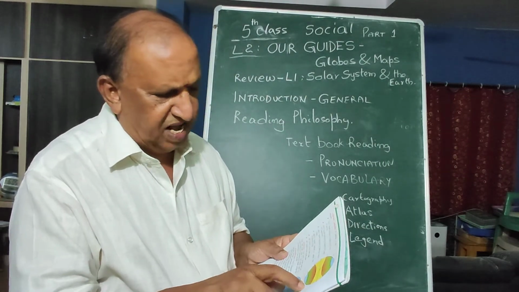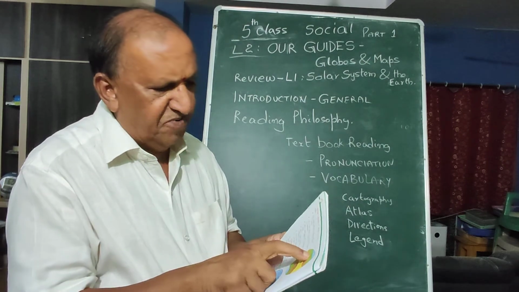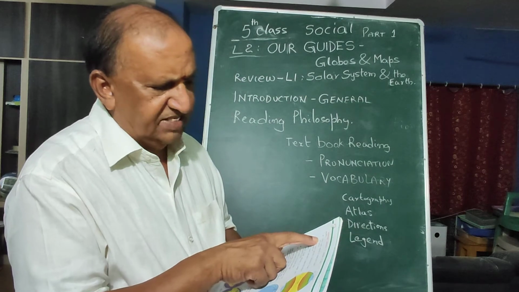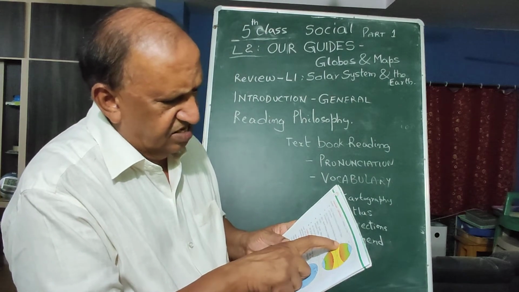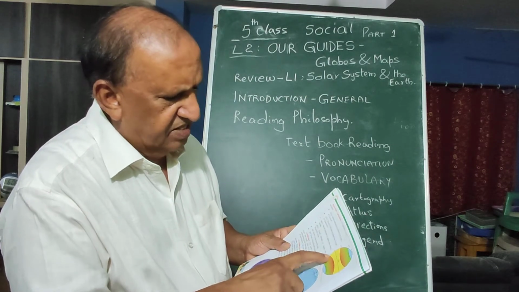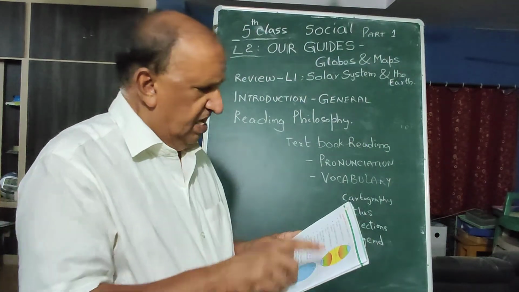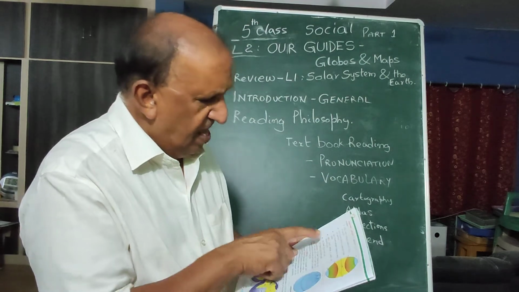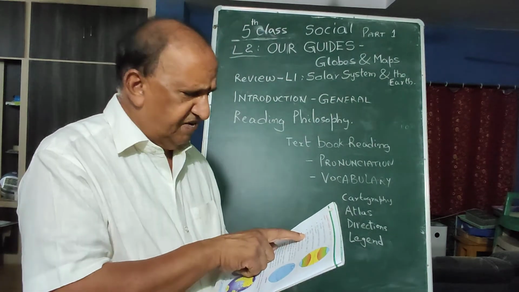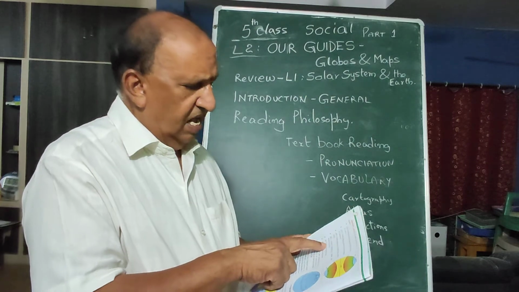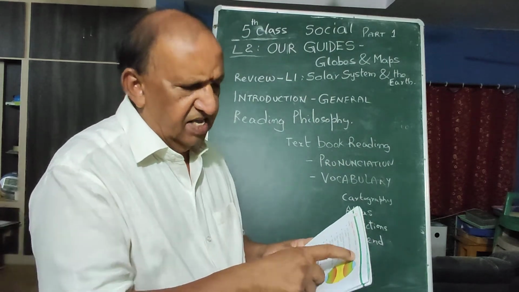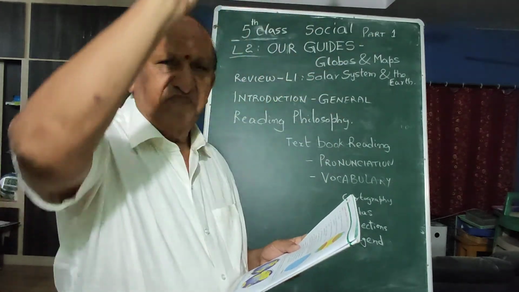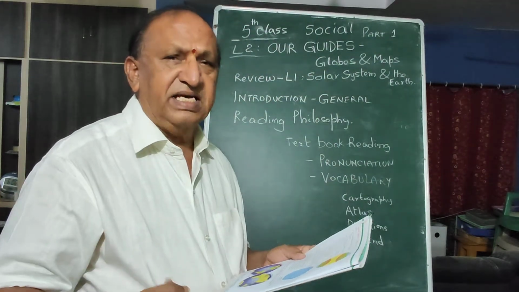This is the Tropic of Capricorn, and the top one on the upper side is called the Tropic of Cancer. This is 23.5 degrees. 66.5 degrees north latitude is called the Arctic Circle, and 66.5 degrees south latitude is called the Antarctic Circle. This is the Antarctic, this is the Arctic Circle. 90 degrees north is the North Pole, and 90 degrees south is called the South Pole.